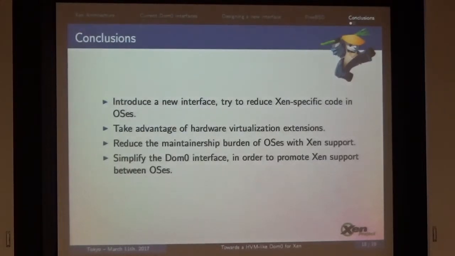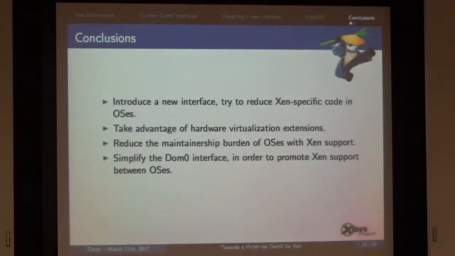Yes, so the conclusion of this talk is that we are trying to make Xen as close as possible to bare metal, especially the interface that we provide to DOM0. That's why the talk is named Towards an HVM DOM0. It's not going to be exactly like bare metal, but it's going to be very, very close to bare metal, which means that we will need to modify a lot less of FreeBSD or Linux or any other OSes that we want to port to Xen.